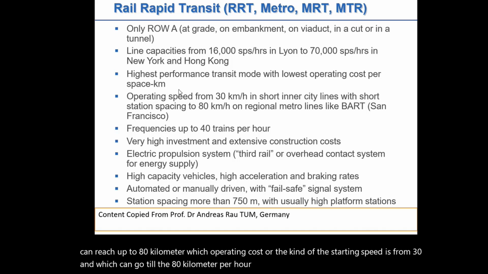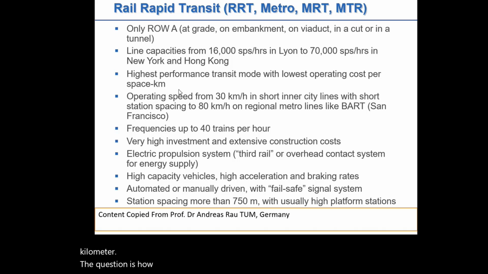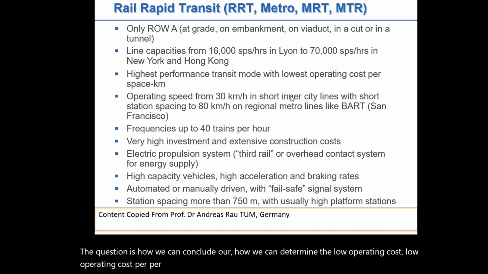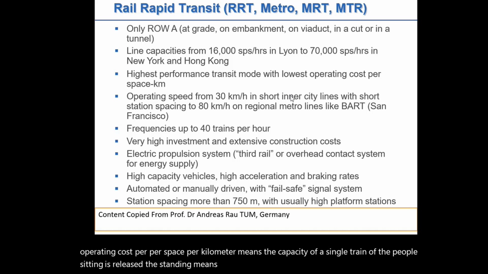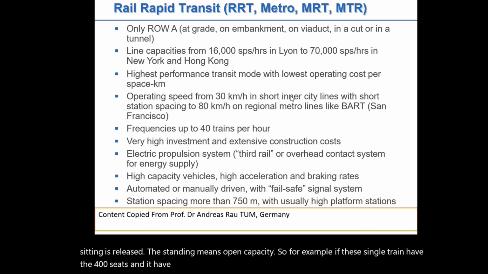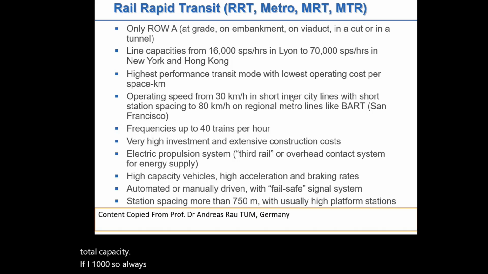And it has a low operating cost per space per kilometer. The question is how we can determine the low operating cost. Low operating cost per space per kilometer depends on the capacity of a single train, the people sitting as well as standing, meaning the open capacity. So for example, if a single train has 400 seats and a capacity of 600 standing spaces within the same metro, we have a total capacity of 1000. So we take the total cost divided by 1000, and we can determine the cost per space per kilometer.